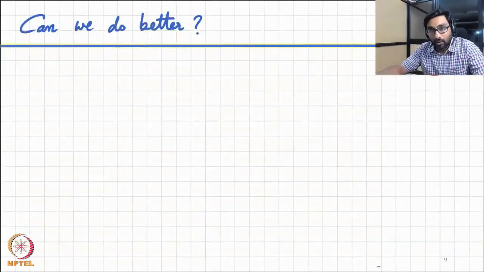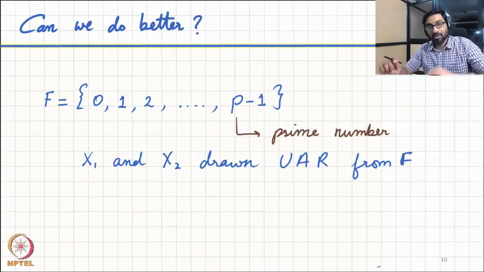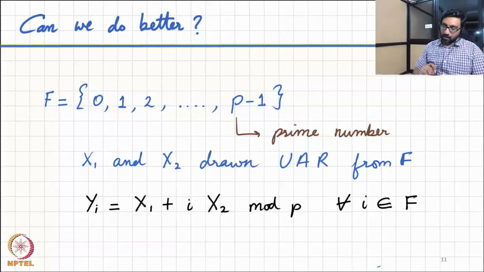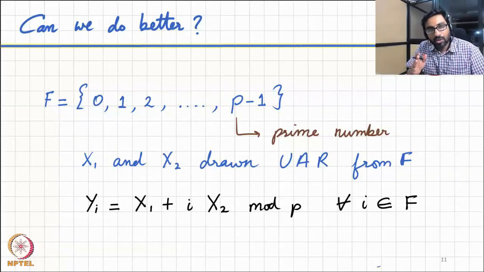The question now is, can we do better? And as it turns out, we indeed can. And here's how we can do better. Let's consider the set of integers from 0 to p minus 1, where p is a prime number. And now from this set, let's draw x1 and x2, both uniformly at random. So we only need to draw two numbers from this set. And then with those two numbers, we generate p random numbers. Here's how we do that. yi is the ith such random number, and we generate that by computing x1 plus i times x2 mod p.